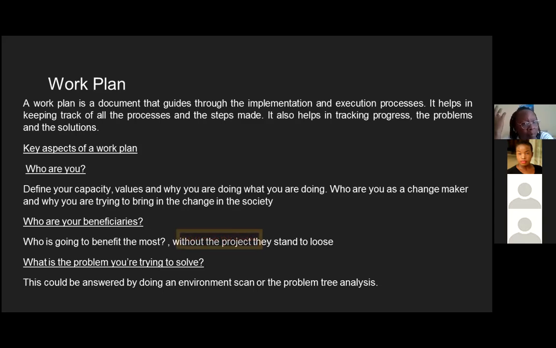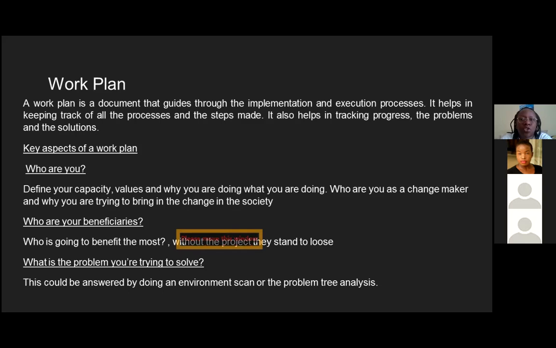For some people, it is a page. And there are tools which can really help you. In the case of a business, most of us use a business plan. We've used a business plan for a very long time, but now we've also started using something called a business canvas model, which really helps us plan our business in a very lean approach. So a work plan is a document that guides through the implementation and execution processes, and it helps in keeping track of all the processes and steps to be made.